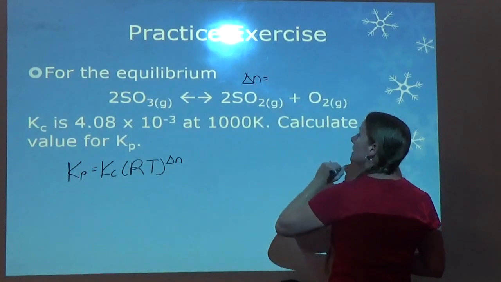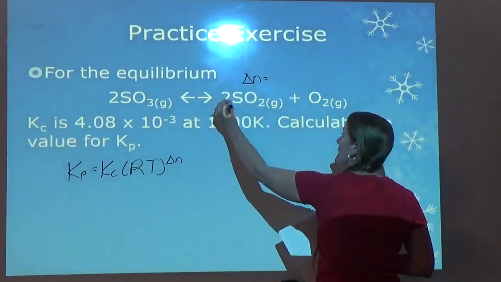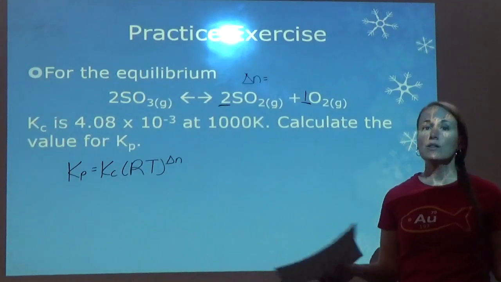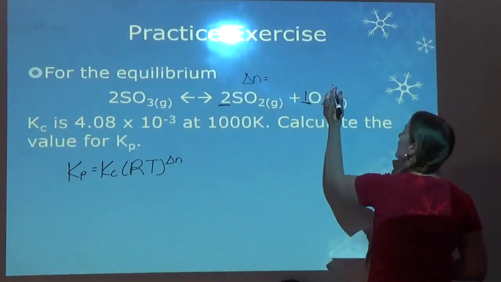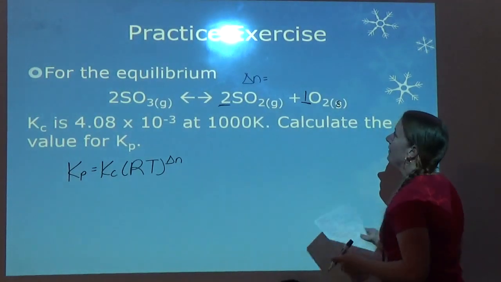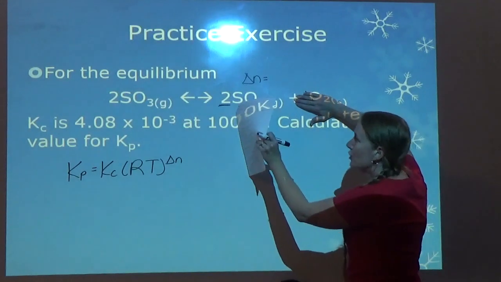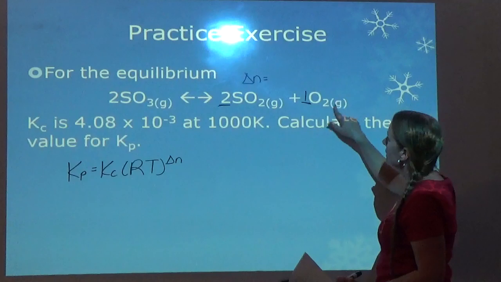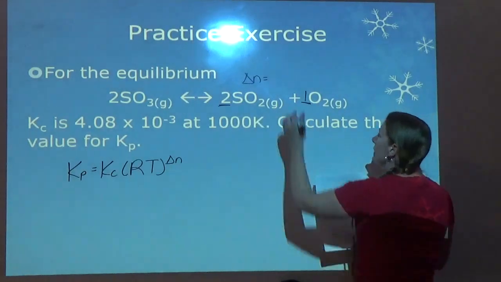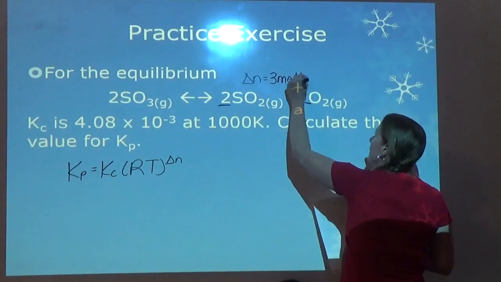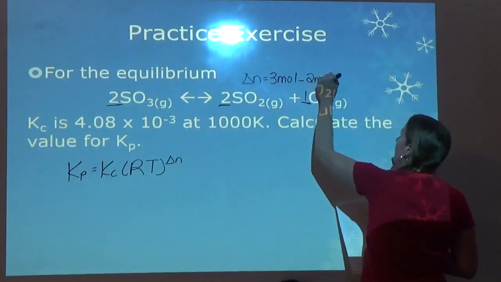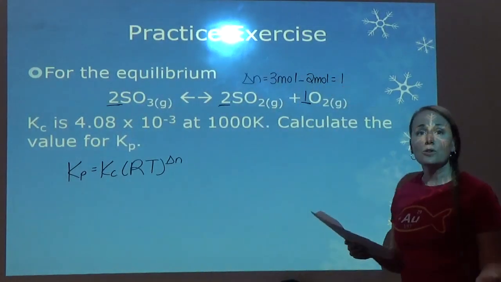Remember, delta N is moles of gaseous product minus moles of gaseous reactant. So I have a gas and I have a gas. Now notice the 2 examples I gave you, they were all gases. But let's just pretend like this was a solid. Then in that case, I would not use that. I'd say 2 moles of gas minus 2 moles of gas. But here, this is a gas. So I have 3 moles of gas on my product side, minus, on my reactant side, I only have 2 moles of gas. So my delta N is, of course, 1 this time.